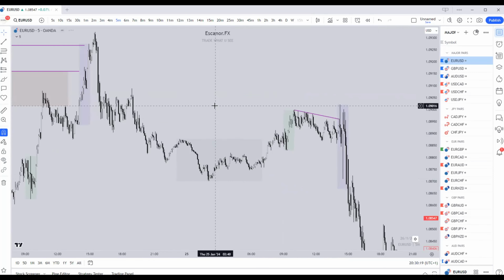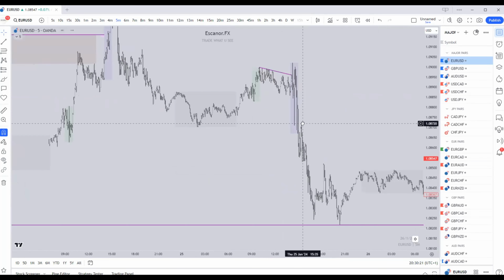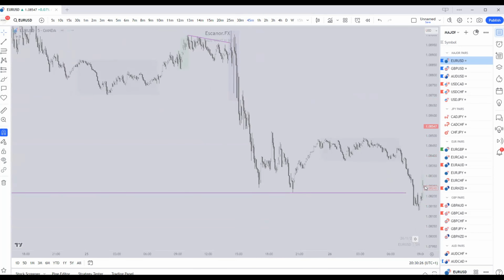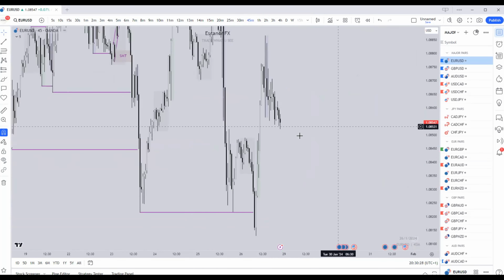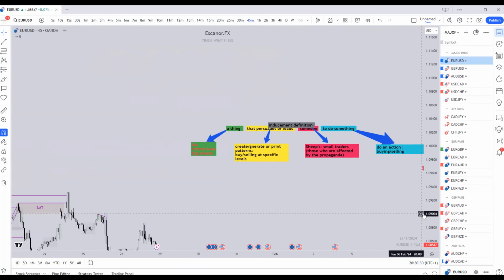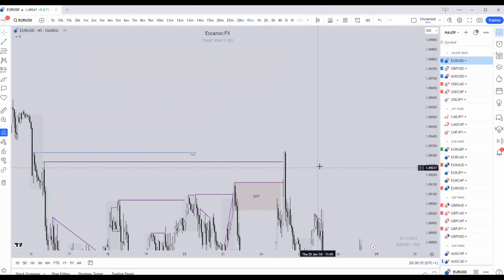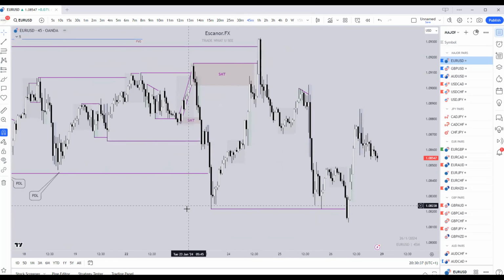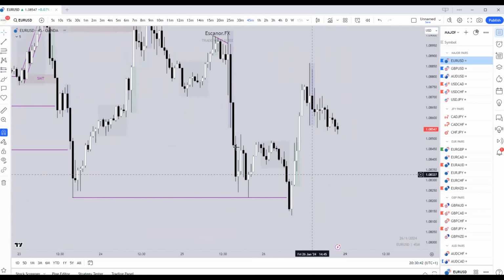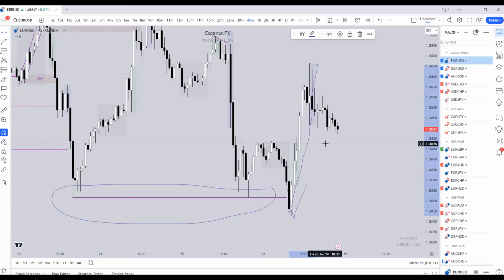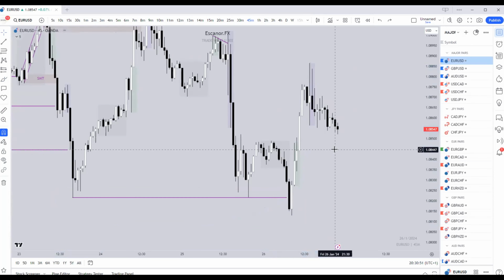Okay, so at this point, where is the target? Here we generate more liquidity, like we said in the first idea: generate, create, or print patterns. So here we generate and create a pattern at a double bottom. At the London session, we took the liquidity below the double bottom and then we pushed strongly to the upside. So this is where the market closed.